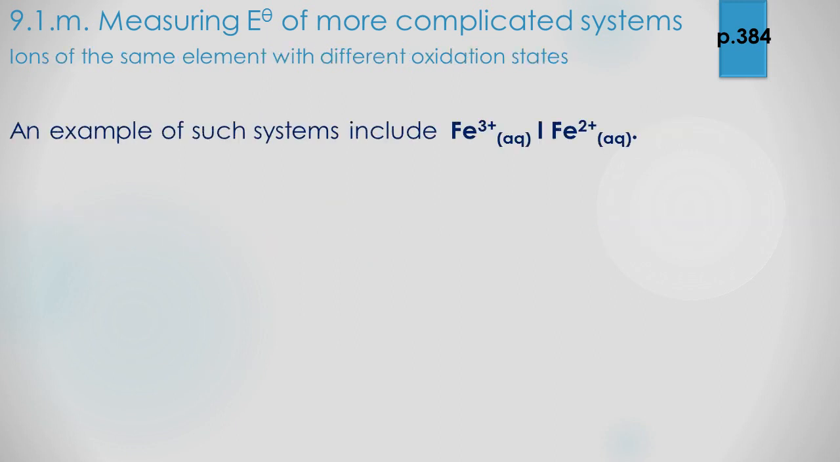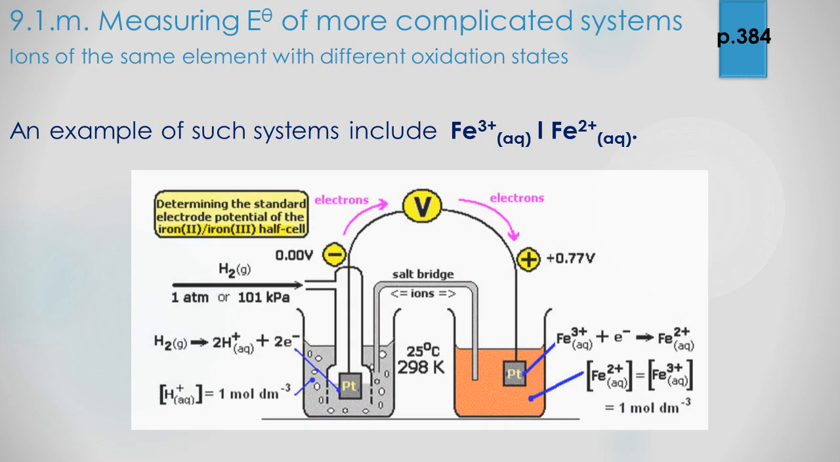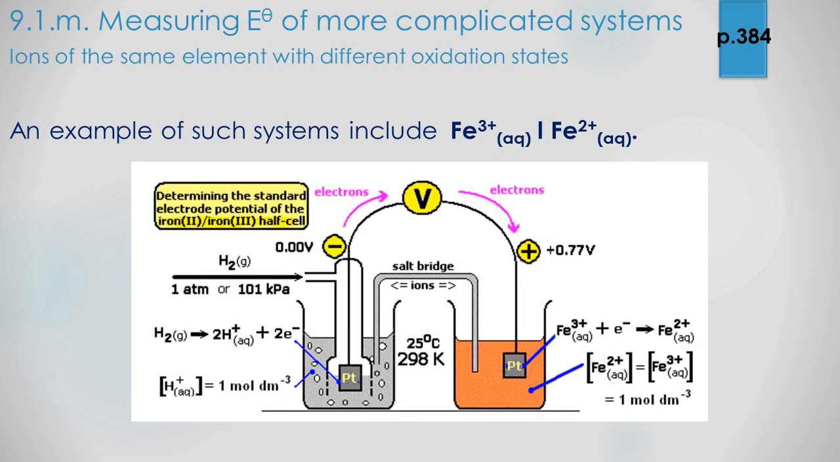Another example of such systems is Fe3 plus/Fe2 plus. As you can see in the diagram, the Fe3 plus and Fe2 plus ions are present in the solution at a concentration of 1 mole per decimeter cube, and the electrode is placed to the right. We need a platinum metal to ensure the flow of the electrons. On the left-hand side, you have the standard hydrogen electrode, with the hydrogen gas being pumped at 1 atmosphere pressure, and the concentration of H plus in the solution is 1 mole per decimeter cube.